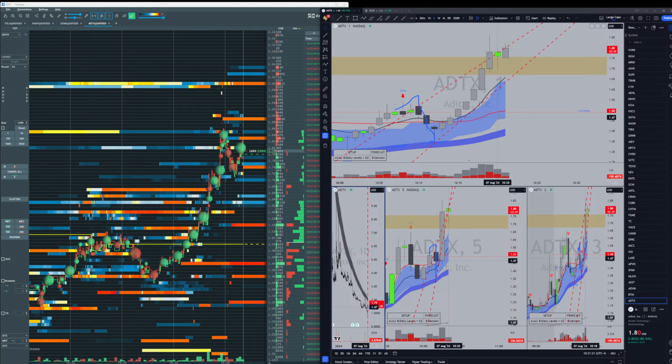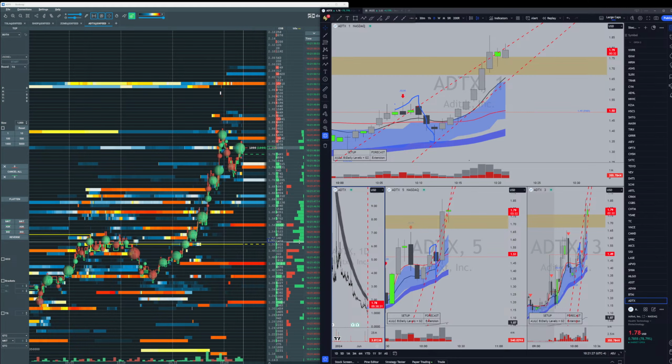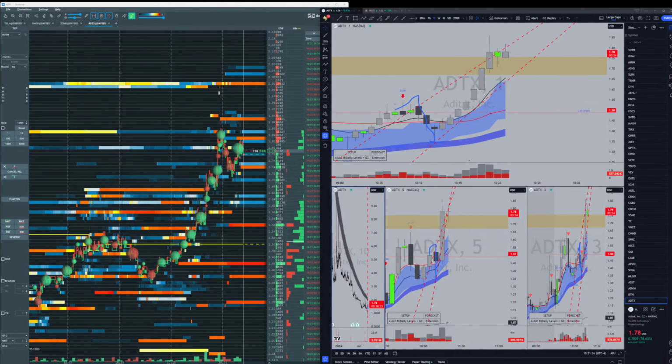And you can see that massive point of control that we have at 150, the daily breakout over here. You see this red line on my Bookmap? That's the point of control. All right, team, these are the things that we need to understand when we trade.